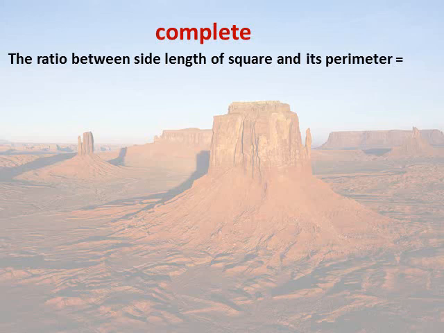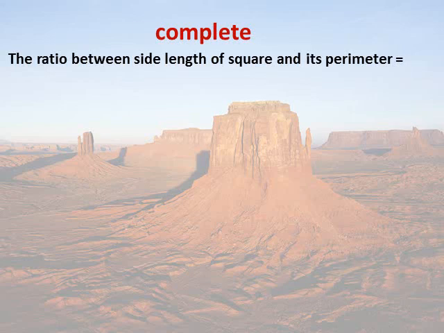First example, the ratio between the side length of a square and its perimeter. To get this ratio, the perimeter of a square equals one side times 4. The ratio is between one side and the perimeter. The perimeter of a square equals the sum of all 4 sides.